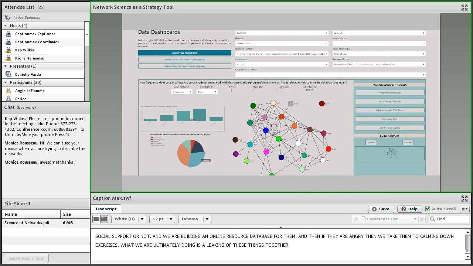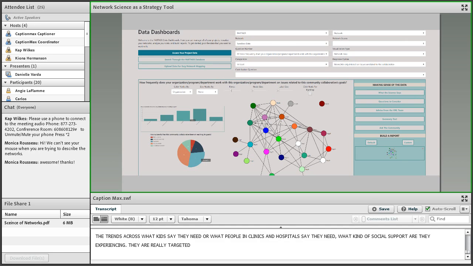And we're actually building an online resource database for them that's evidence-based and age-appropriate, where they can click on the node, and if they put, for example, being angry, it can take them to calming down exercises. So really neat to innovate and be able to think of all the use cases for this kind of approach.